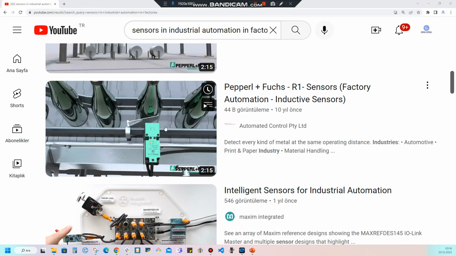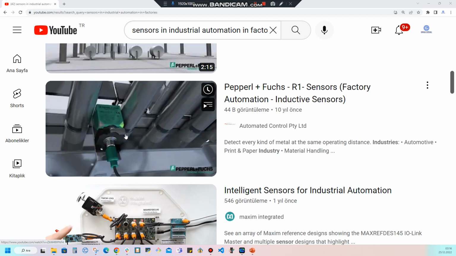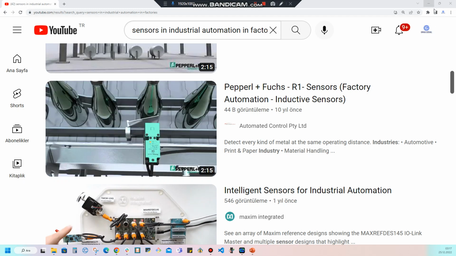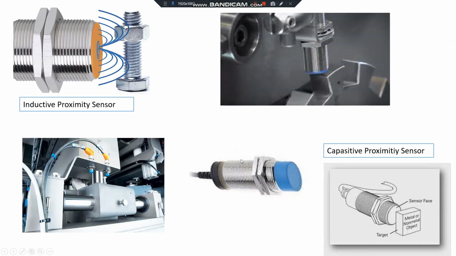Hello everyone. In this video, we will talk about automation systems, especially the sensors which are being used in many areas for many purposes. We can say that a sensor is the sense organ of a machine, and a machine can manage the process with the help of the sensors. So let's try to explain the types and specifications of the sensors briefly.